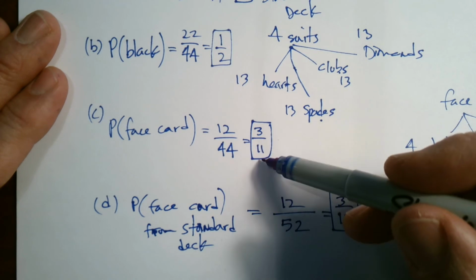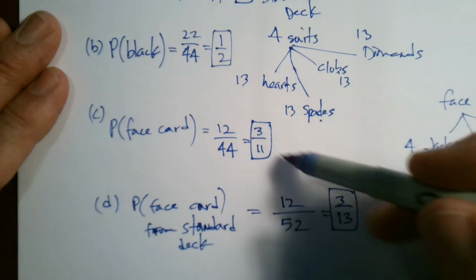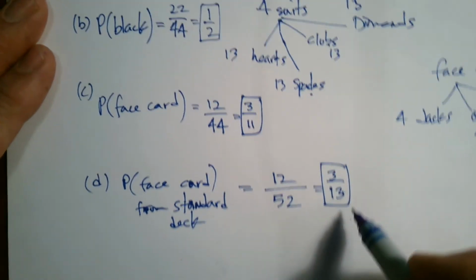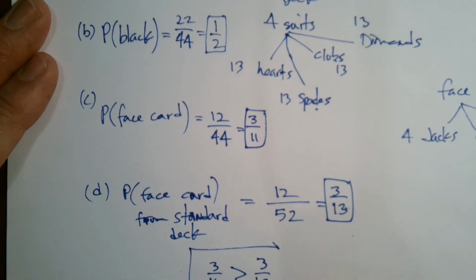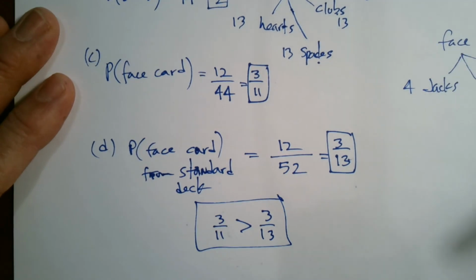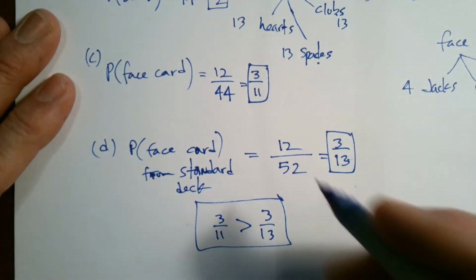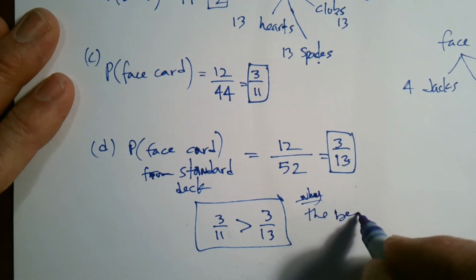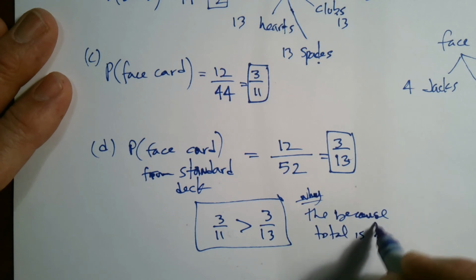Because you're taking 3 from a smaller total. So 3/11ths is bigger than 3/13ths. We would say that 3/11ths is greater than 3/13ths. And the reason why is because your total is less.